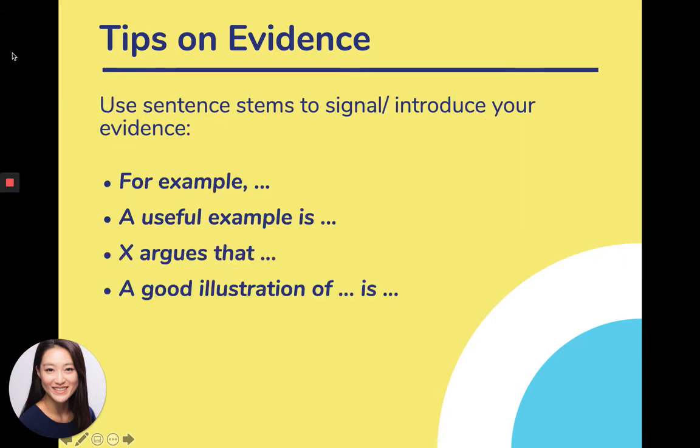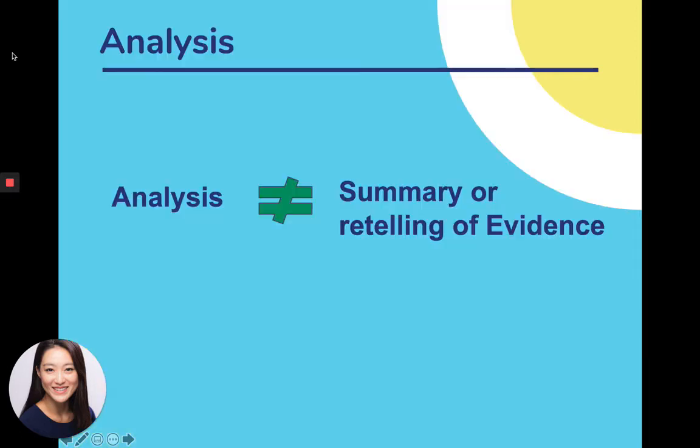I included here some sentence stems to help you introduce your evidence. Sentence stems are sentence starters to prompt you in your writing. They also signal to your reader what you're about to do. So in the sentence stems for signaling evidence, my personal favorite is a simple "for example." This reminds me as a writer to provide an example, and this also signals to the reader that an example is about to be shared. Please feel free to use these and adapt these.